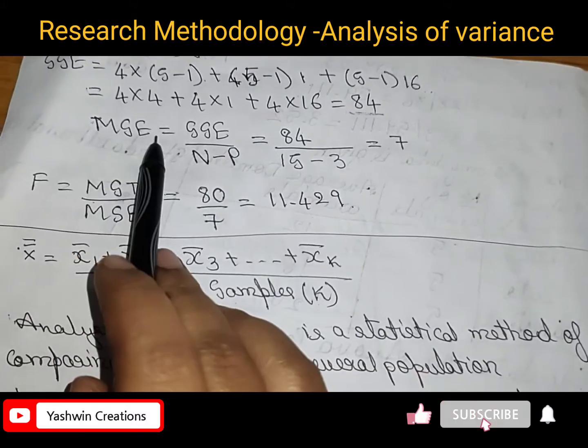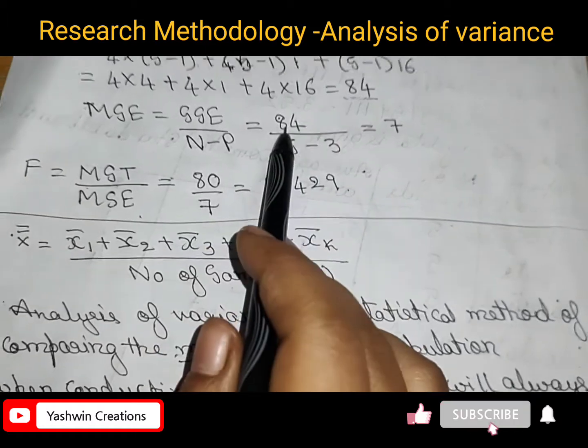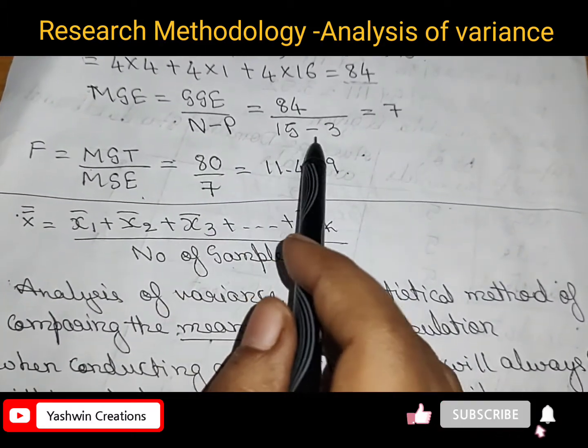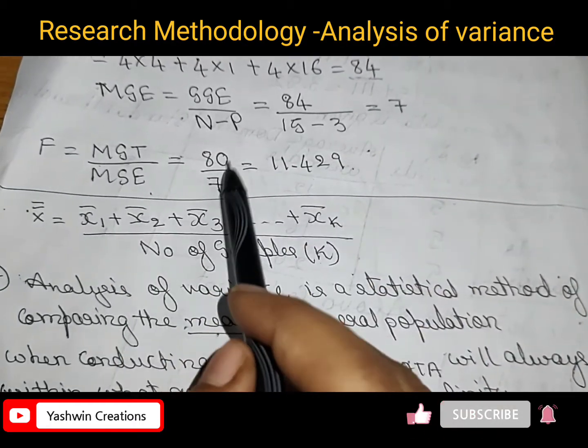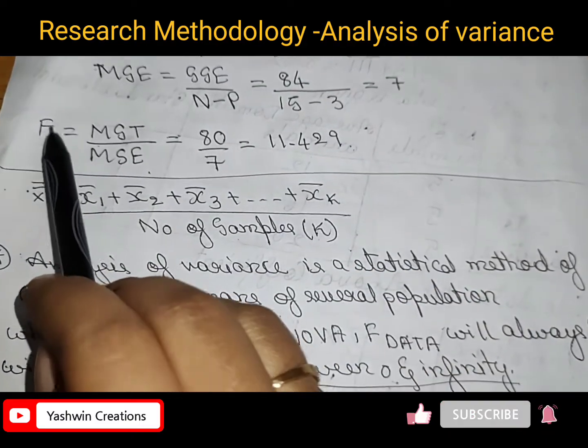Next MSE. MSE equals SSE divided by n minus p. So we know that the SSE value is 84 and we got n value 15 and p value 3. Yes, you will get 7. So 80 divided by 7 equals 11.429. This is the value of f.